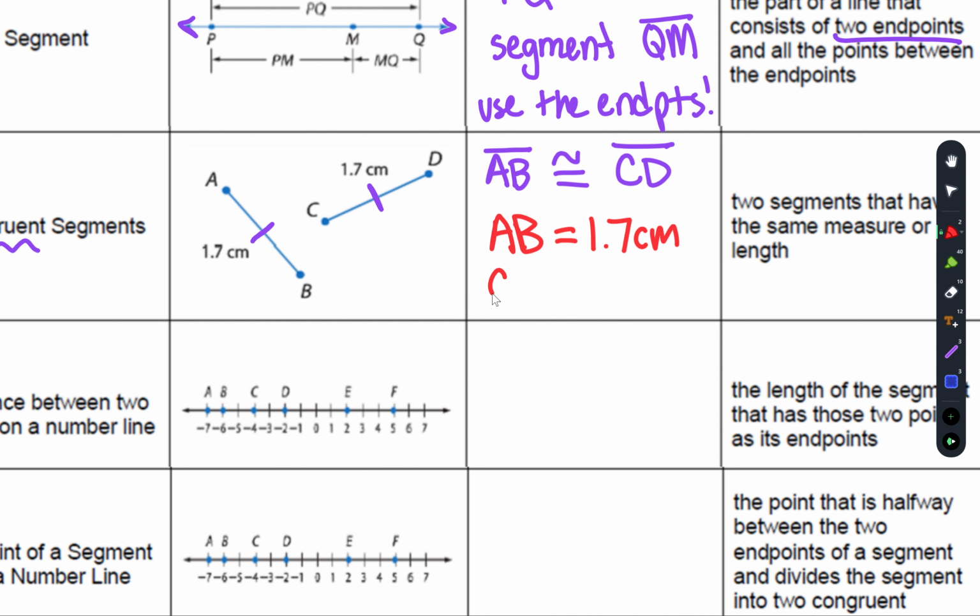So again, if I were talking about the length of CD, then it would be, again, no line on the top. Every other instance, though, it's got the line on the top. So if I'm talking about congruent, line on the top. If I'm referencing it in a sentence or describing it, line on the top.